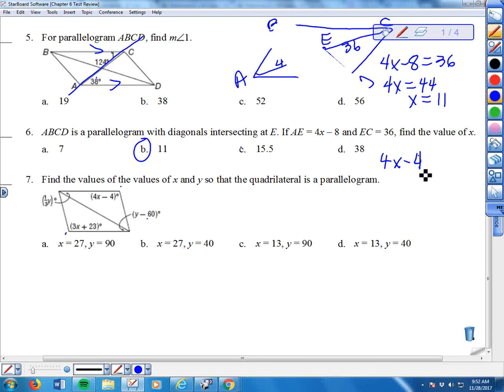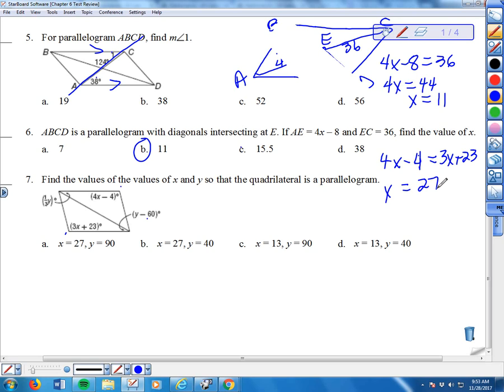Oh my gosh. Equals 3x plus 23. So if I subtract that, I get x. If I add that, I get 27. So it's got to be A or B. So now I just need to figure out, what do I have?